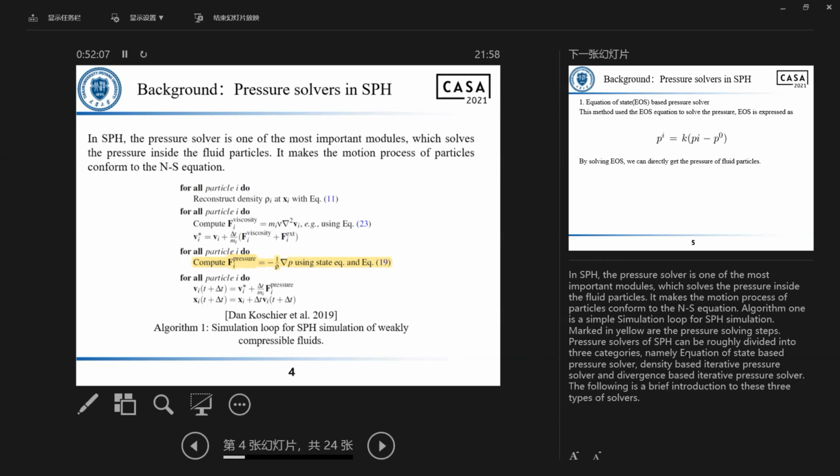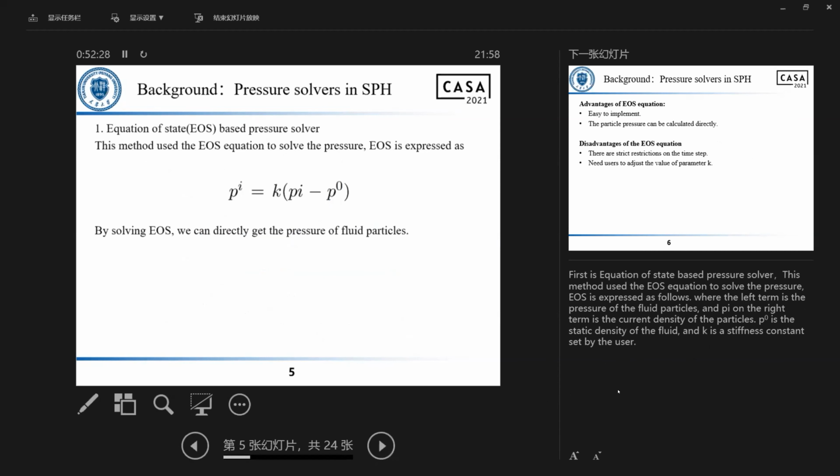Pressure solvers of SPH can be roughly divided into three categories, namely equation of state-based pressure solver, density-based iterative pressure solver, and divergence-based iterative pressure solver. The following is a brief introduction to these three types of solvers.